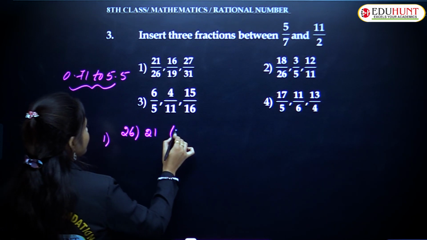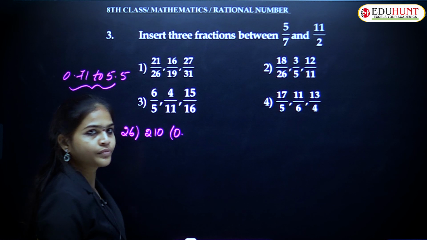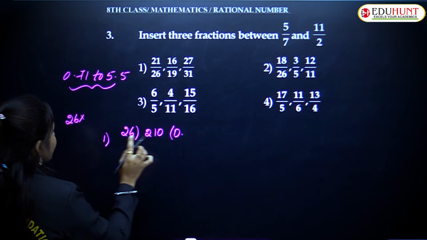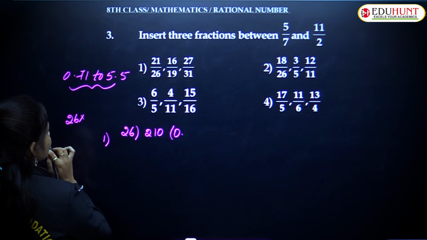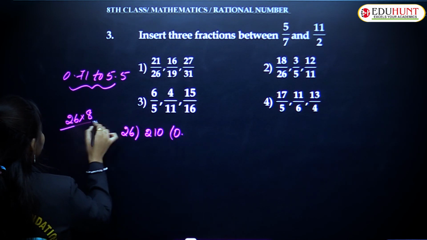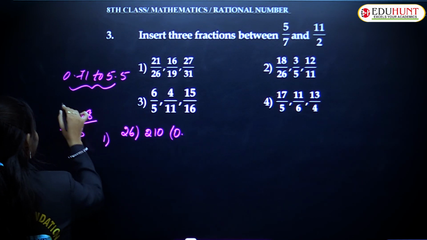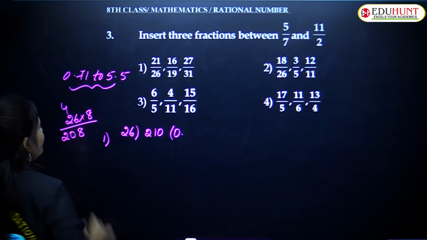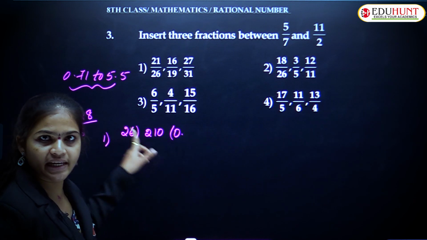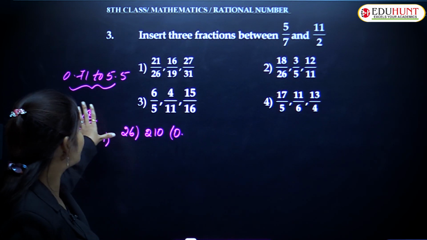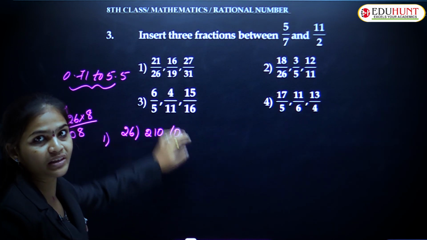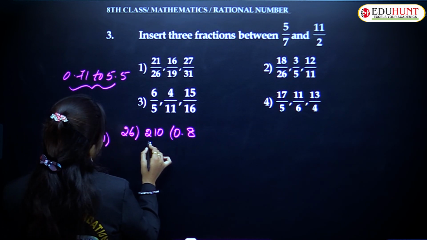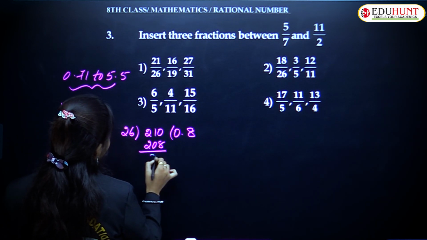So that's why here keep 0 point and here 0. So what is the nearest number here? 26 into, if you take 8, 8 6s are 48, 8 2s are 16 plus 4, 16 plus 4 is 20. So 26 into 8 is equal to 208. If you take 26 into 9, then you will get a number which is more than 210. So that's why 26 into 8, which is equal to 208. So the remainder is 2.